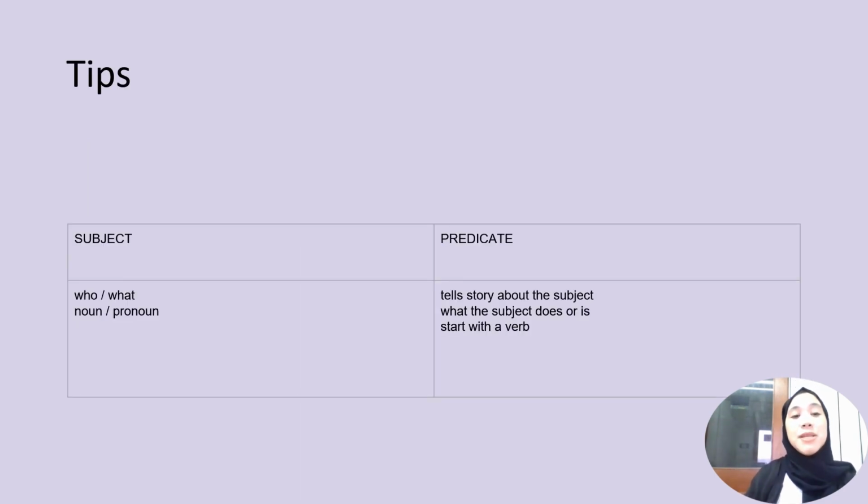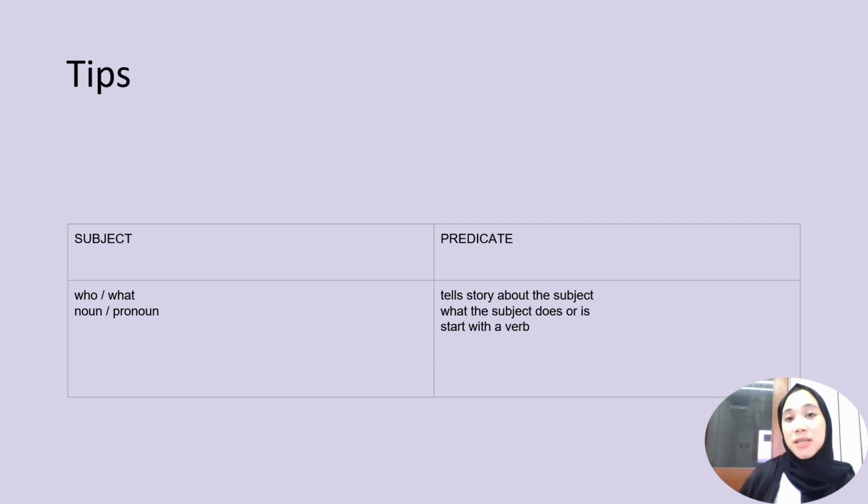Here are some more tips for you to identify the subject and also the predicate. So basically, the subject is who or what the sentence is about, and in the sentence, they are usually the noun or the pronouns. If you still remember, we learned in chapter 1, noun is anything that we give name to it. It could be a name of a place, a person, or even an item. And pronouns, we learned this in chapter 2. He, she, it, I, you, we, they are all pronouns.